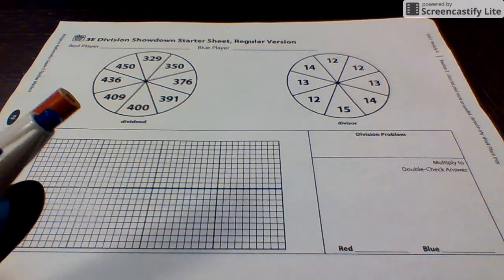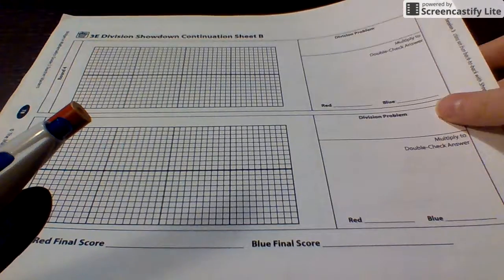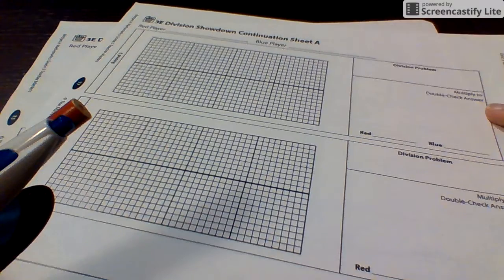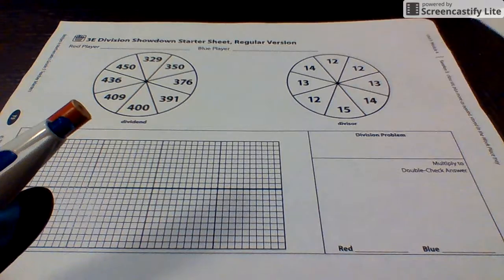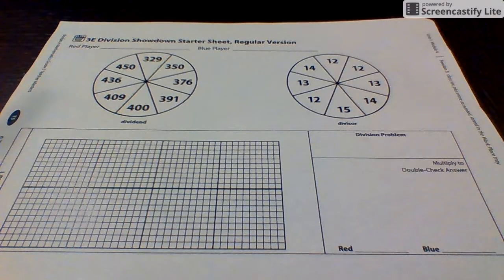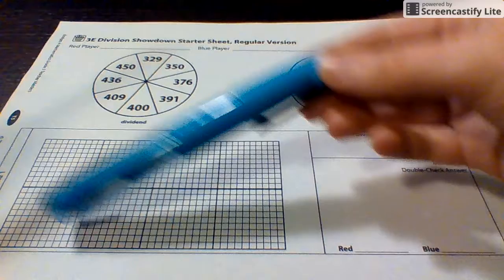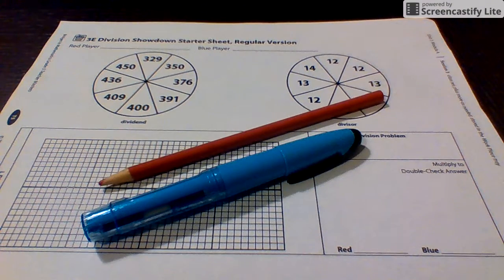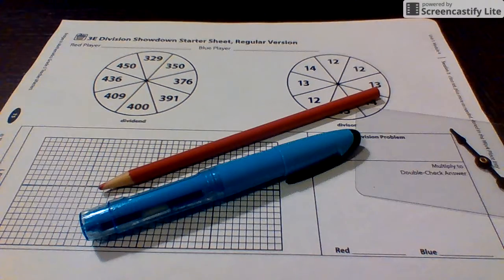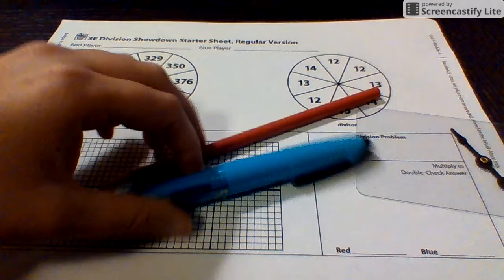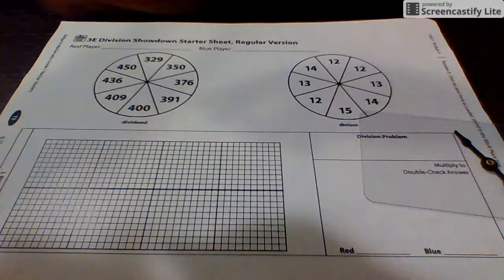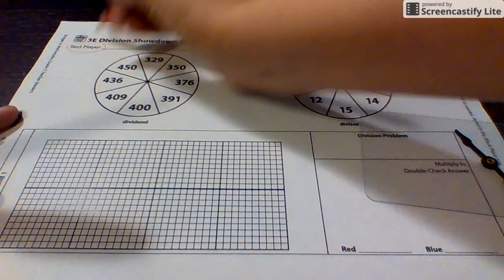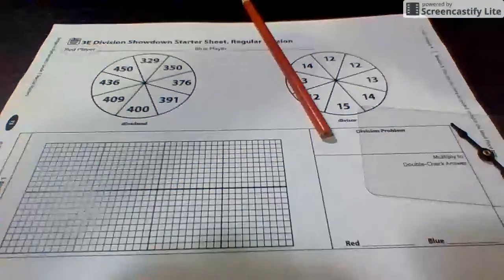You're also going to need the continuation sheets, B and A, to finish all 5 rounds of your game. But you're going to start with the regular version sheet. You're going to need a blue pen or marker and a red pen or marker to be able to play this game. And you're going to need a spinner overlay. You're going to start by deciding who is player 1 and who is player 2. Pick which colors you are and write your name at the top of the sheet.